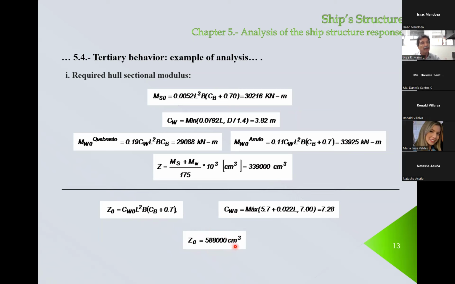For example, when you ground, or you go into the dry dock and you sit on blocks, and they exert very high concentrated loads. Obviously this is a larger value, so the requirement is going to be that this is the minimum value that we have to satisfy, not this one here.